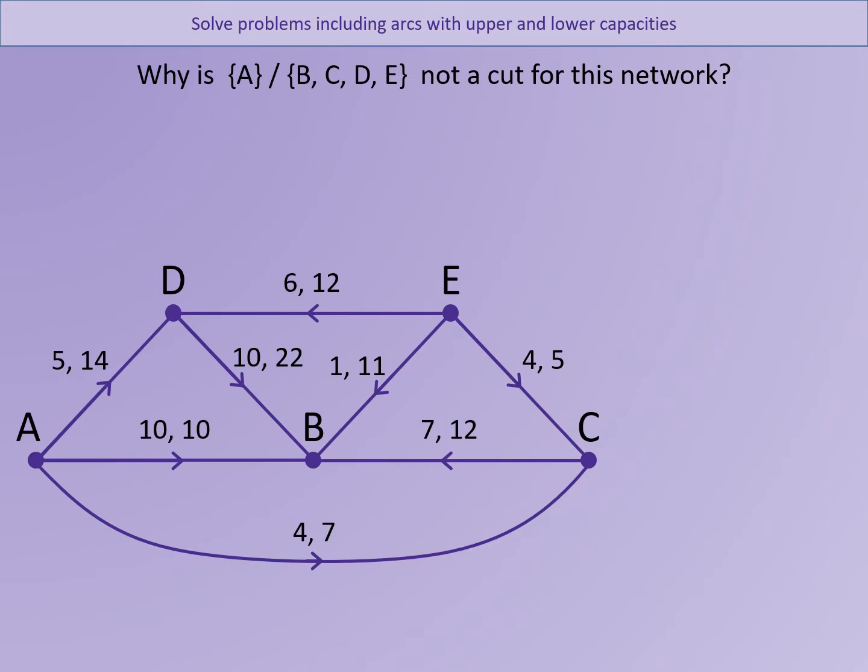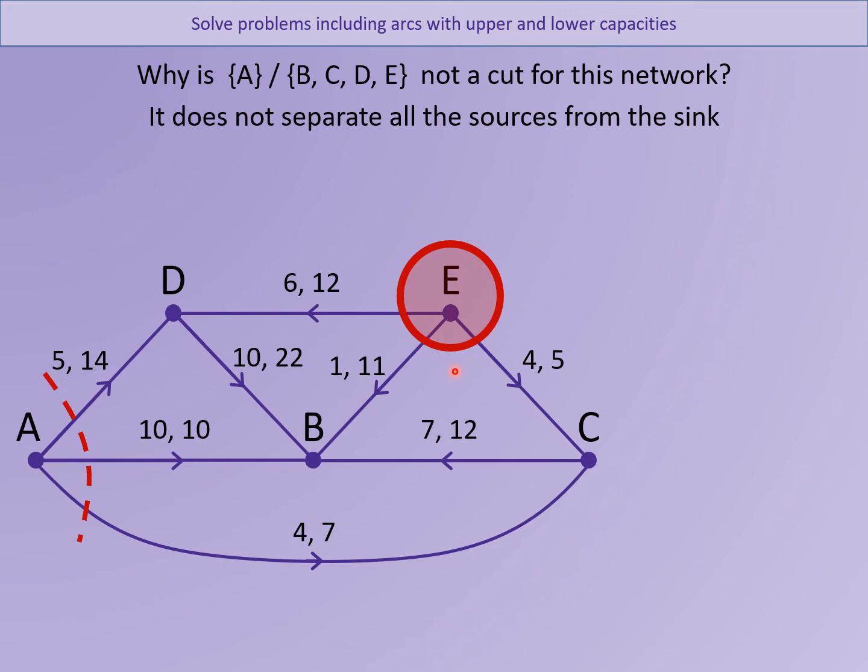Okay, quick question. Why is A separated from B, C, D, E not a cut for this network? All right, so that's more of a year one question rather than upper and lower capacities. So if I separate A off to B, D, E and C, I cut A off. A is definitely a source flowing like that. But just be very wary, A is not the only source. So well done to you eagle-eyed people out there that spotted that E is also a source. So therefore, that cut there does not separate all the sources from the sinks. E is definitely a source. That's got nothing to do with upper and lower capacities, but it is good practice from year one.